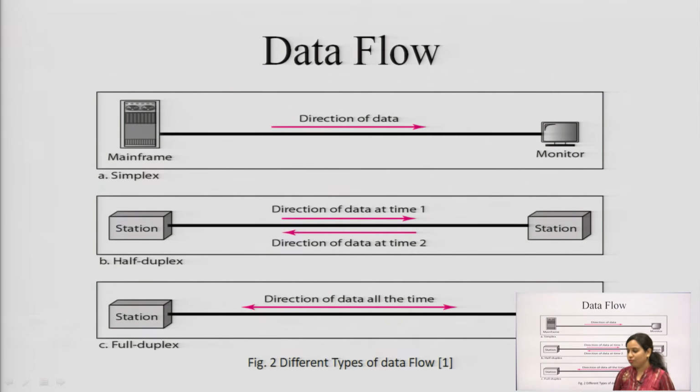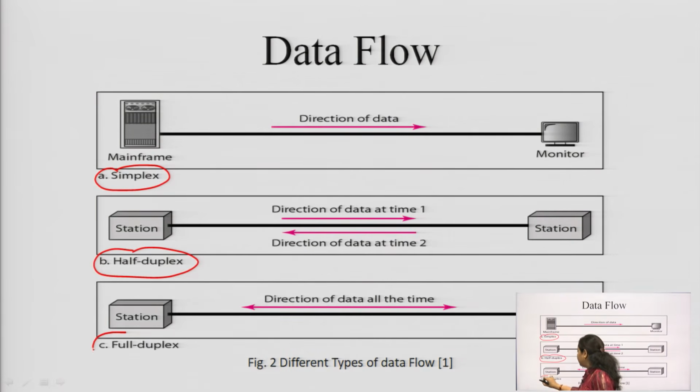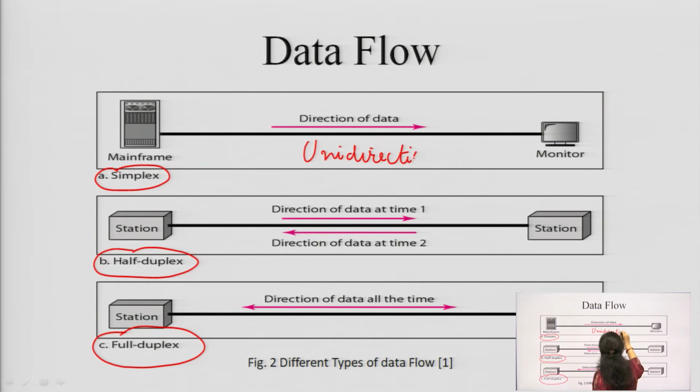Now, next we will move to data flow. There are 3 different types of data flow options that we have. The first one is simplex, the second is half duplex, and the third one is full duplex. I am going to explain them one by one. First one is simplex. This is the direction of the data, as you can see, this is unidirectional, meaning in one direction it is going to transmit the information. There is no situation where the receiver will send information back to the transmitter. So, that is the case for simplex.